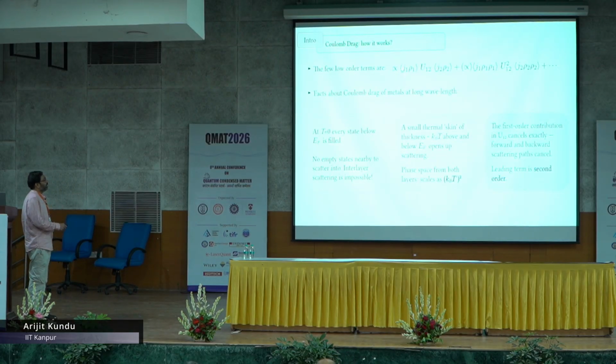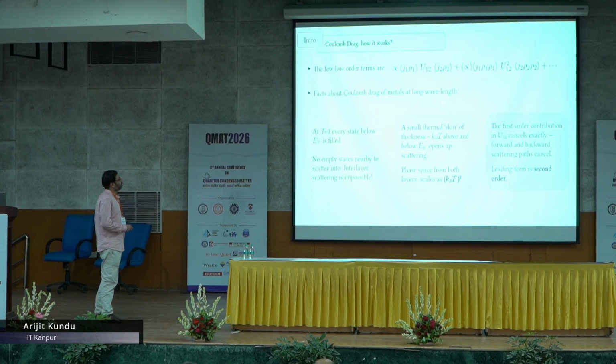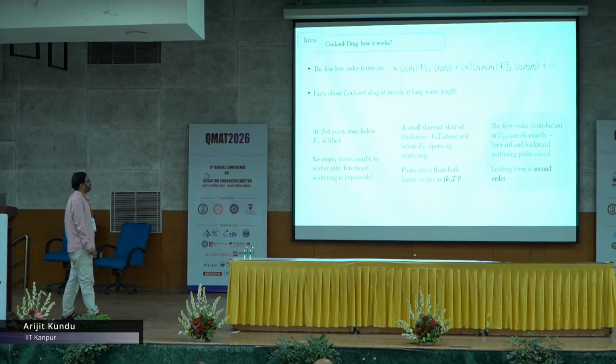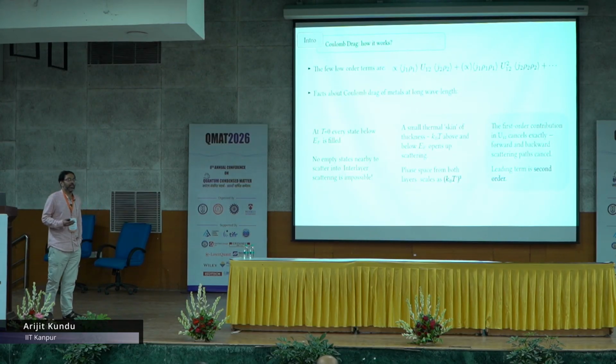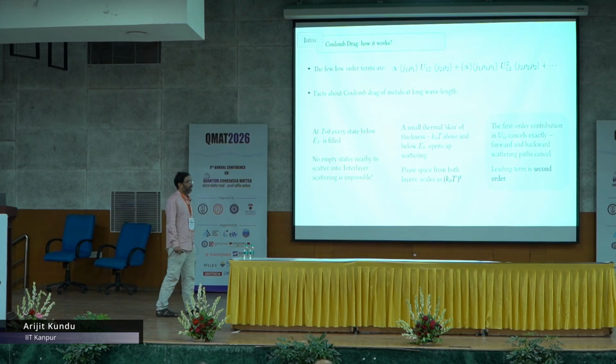Technically, these are current correlators, and if one expands in the interlayer interaction strength, they come in first order, second order, and so on. There are three facts about Coulomb drag. These are fluctuation driven phenomena. So at T equals 0, the drag goes to 0.